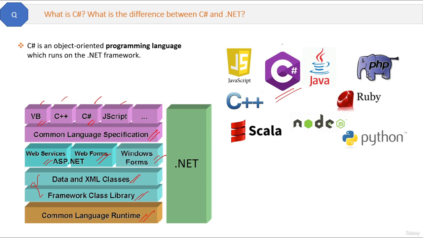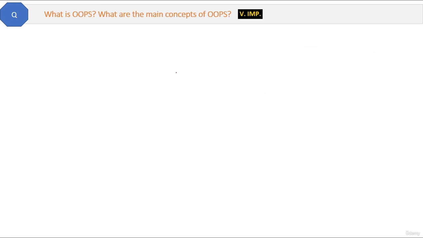And finally, at the top of .NET framework, we have our programming languages supported by .NET framework. It can be VB.NET, C++, C#, or JavaScript. Now you know C# is just a programming language, whereas .NET is a framework for building and running software and applications. Hope the difference between them is now clear to you.